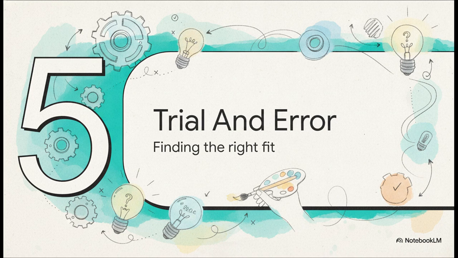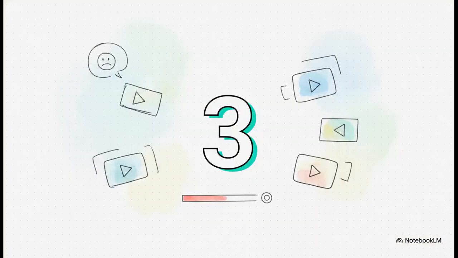And finally, Section 5, Embracing Trial and Error, Finding the Right Fit. Okay, as amazing as these tools are, we definitely need a quick reality check here. The number 3 is really important on this one. That is how many full video versions the creators sometimes had to generate just to find the perfect balance between the chosen style and the prompt details.